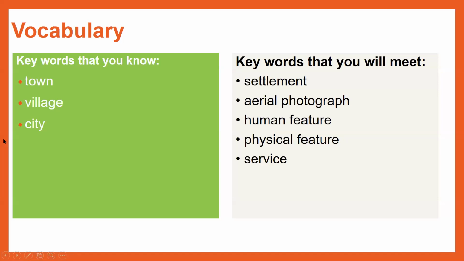Words that we already know. So, for example, we have the word town, village and city. You actually have covered this already in some of your year 1 learning, if you can think all the way back. But words that you're going to meet in today's lesson, we'll do my turn, your turn again. So the first one, settlement. Next one, aerial photograph. Next one, human feature. Next one, physical feature. And the last one, service.